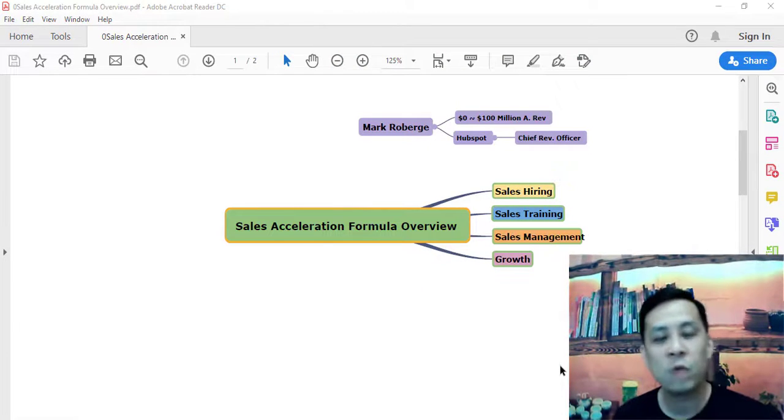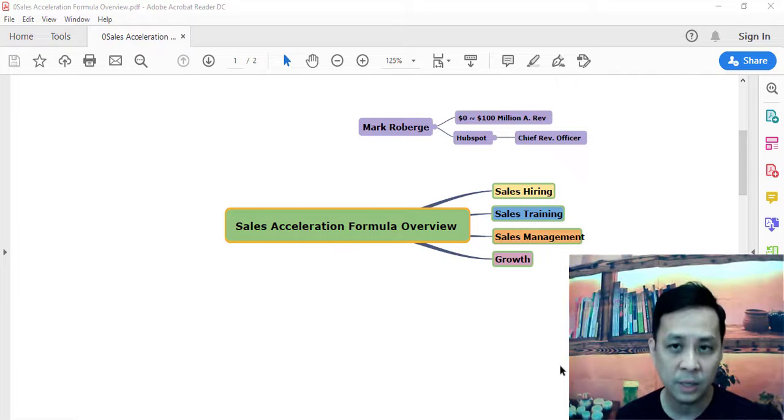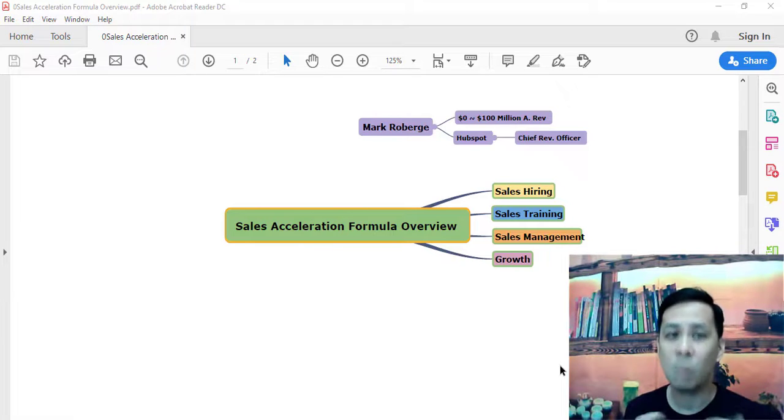Today I would like to share with you a book that I recently read, which is called The Sales Acceleration Formula. What amazed me is that there is a step-by-step process that you can take to bring your sales team to a higher level. The author of this book is Mark Roberge, formerly the chief executive of HubSpot and currently an advisor to HubSpot. He single-handedly was able to train the sales team to grow from 0 to 100 million revenues per year. Now that is really amazing. Why not let's model and take a look at his sales acceleration formula.